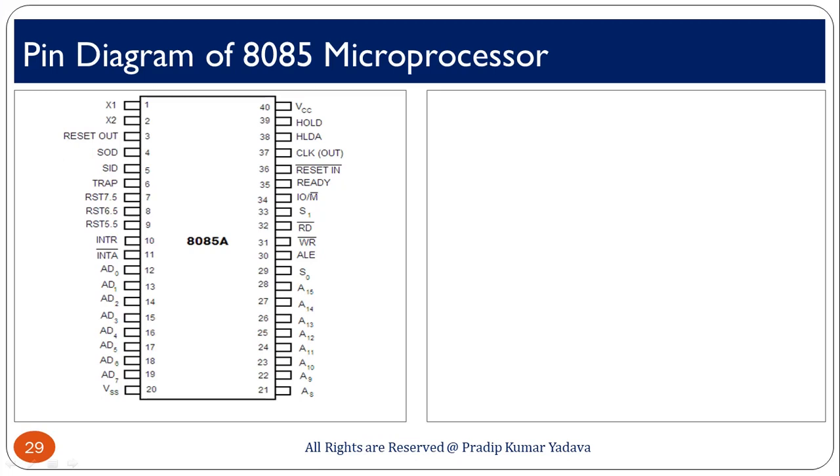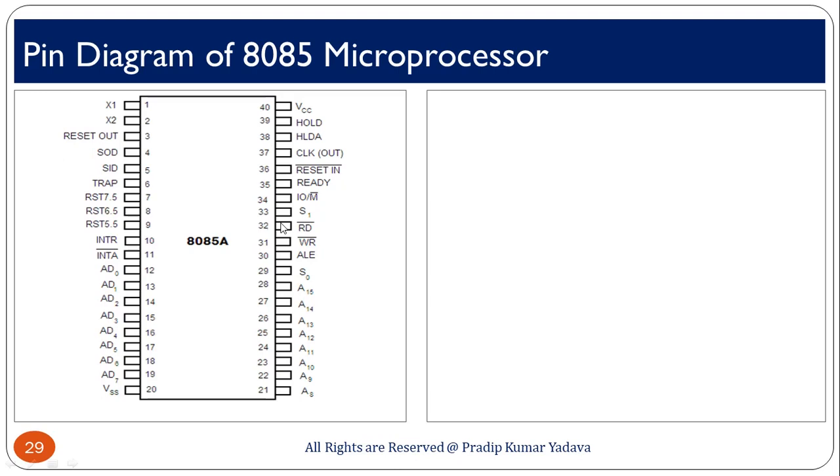Today I am going to discuss the pin diagram of the 8085 microprocessor. Here you can see the diagram of the 8085 microprocessor, and as we know, the microprocessor is a 40 pin IC. Here you can see the nomenclature of the 40 pins, from 1 to 20 and from 21 to 40, and these are some nomenclature. By nomenclature we can know which pin is assigned for which type of work.